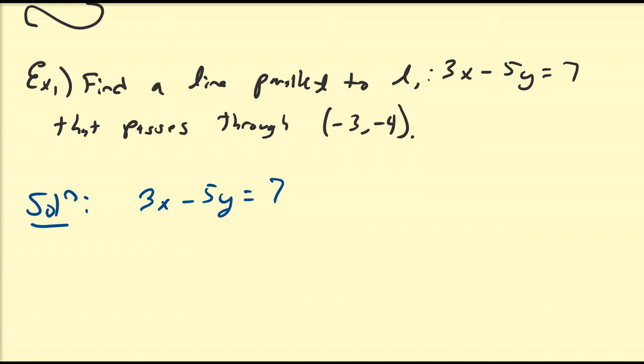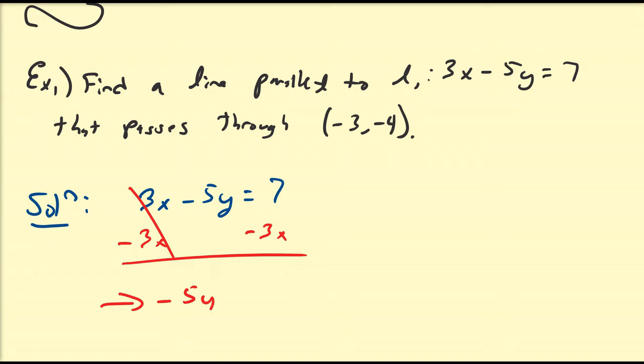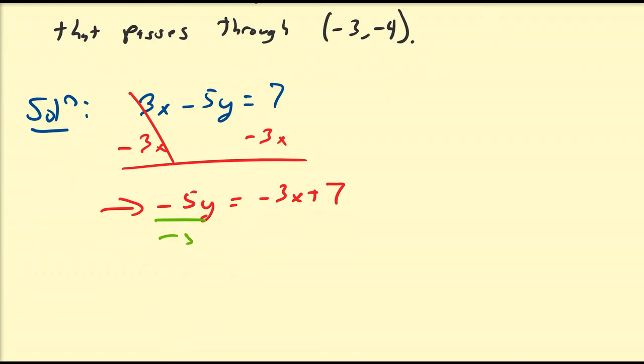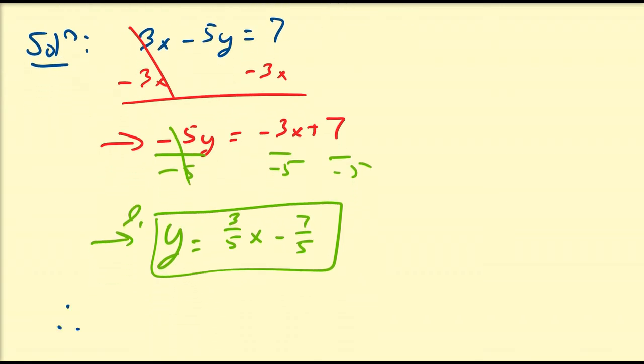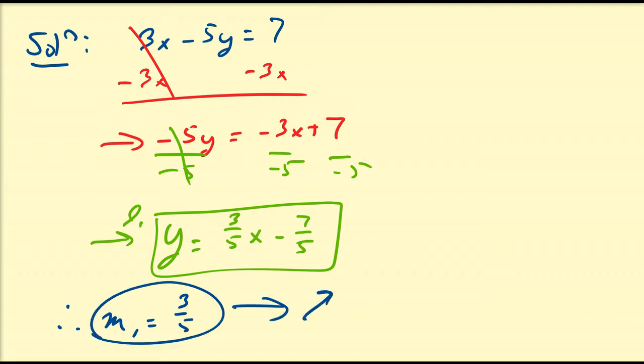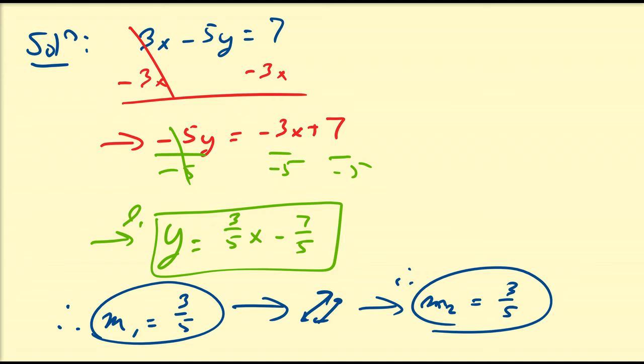I'm going to isolate y, so I'm going to subtract 3x from both sides. So I get -5y equals -3x plus 7. Then I'm going to divide both sides by -5. So I get the equation y is equal to 3/5 x minus 7/5. So this is line 1. So that means slope 1 is going to be equal to 3/5. I want these two lines to be parallel to one another, so m2 must have the same slope as m1. So that has to be 3/5 as well.